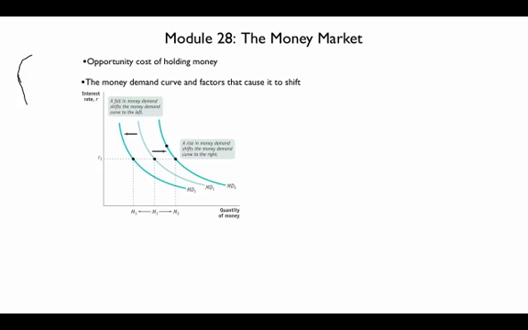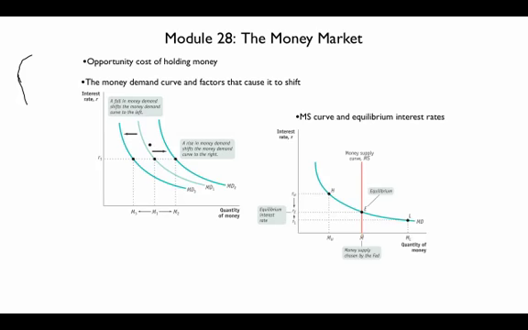Need to understand the money demand curve, and the factors that cause it to shift. So what causes a rise in money demand? What causes a decline in money demand? And understand what those shifts look like.